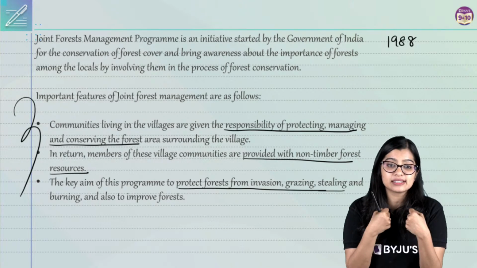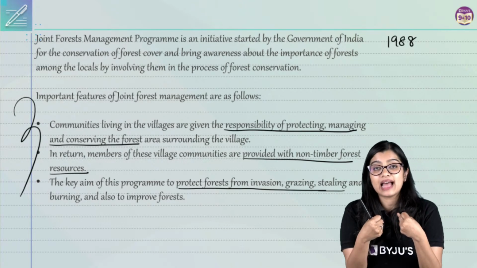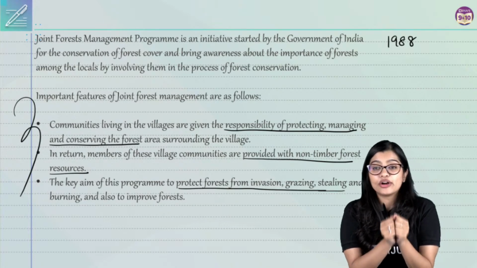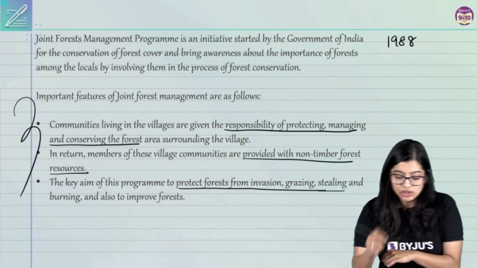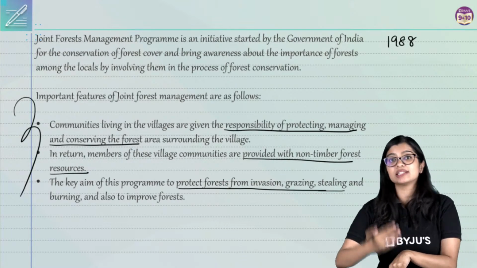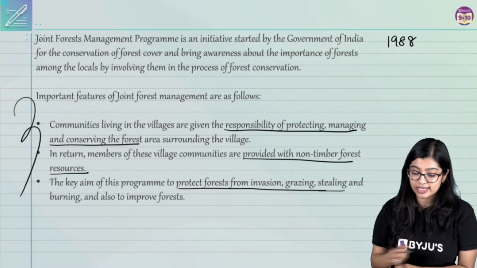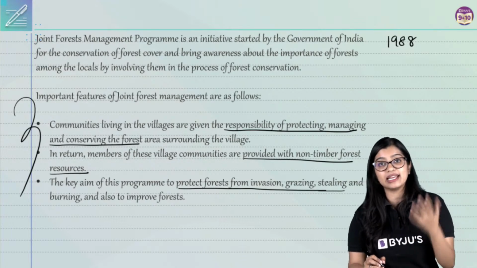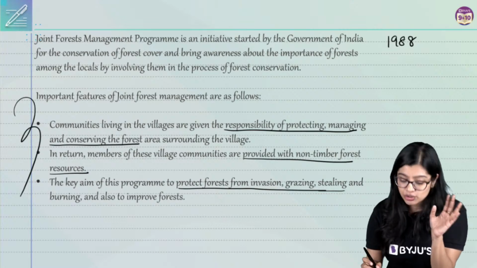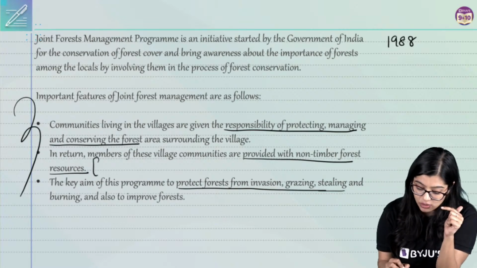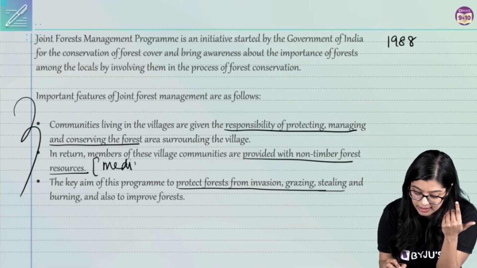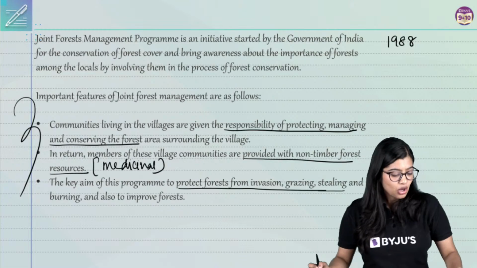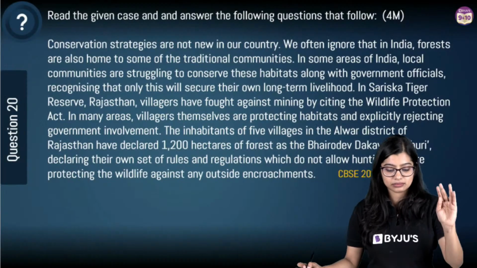So quickly to revise, joint forest. Joint forest means it is a combination where the villagers and the forest department are working together in order to conserve forest, right? So here what will happen? The villagers are equally involved in protecting the forest, and in turn they will get non-timber forest products. What is timber? It's basically your wood. They'll not get wood, so they will get non-timber. That means all your medicinal plants, certain flowers and all of that, they will get from that. Okay? Don't worry.